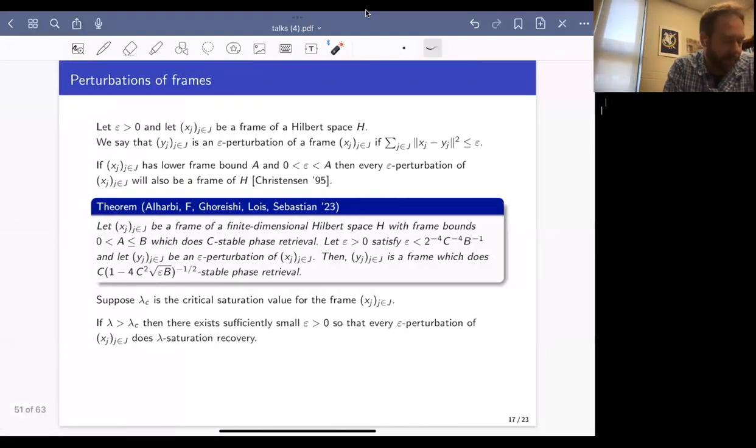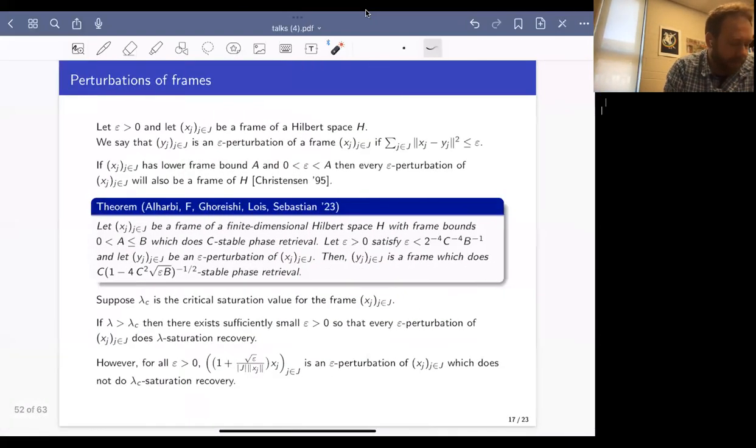And so with saturation recovery, however, if you look at the critical saturation value for the frame, if you take any lambda bigger than it and just perturb your frame a teeny amount, it's still going to do lambda saturation recovery. But if you're trying to do saturation recovery at this critical value, you're not able to perturb your frame and still do saturation recovery.